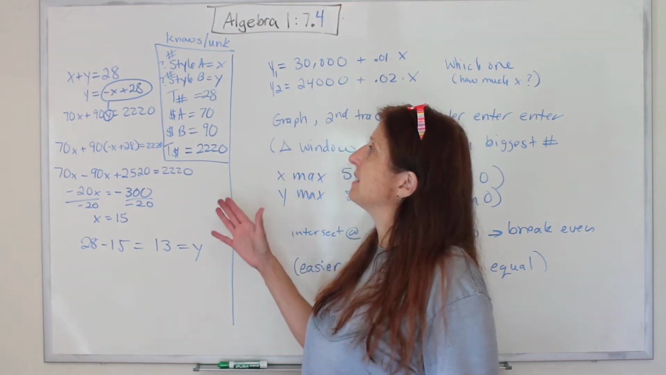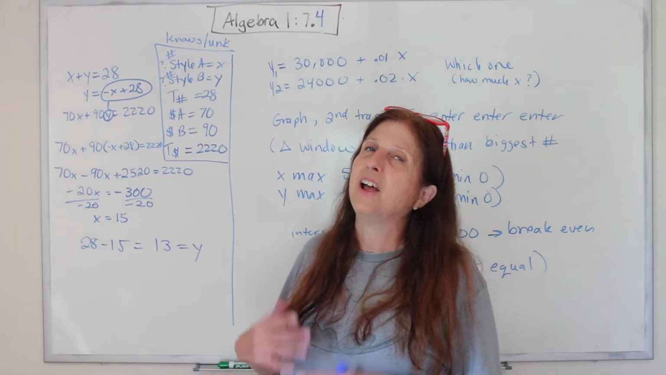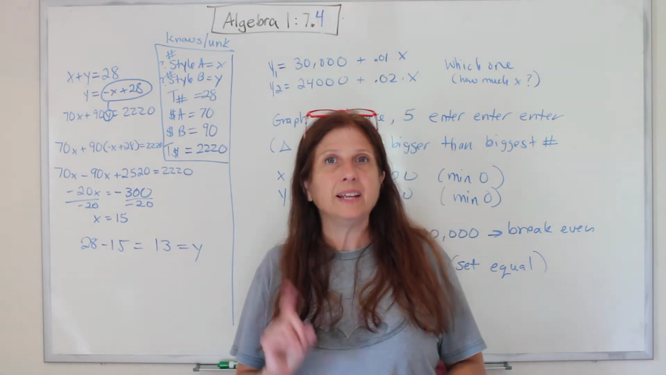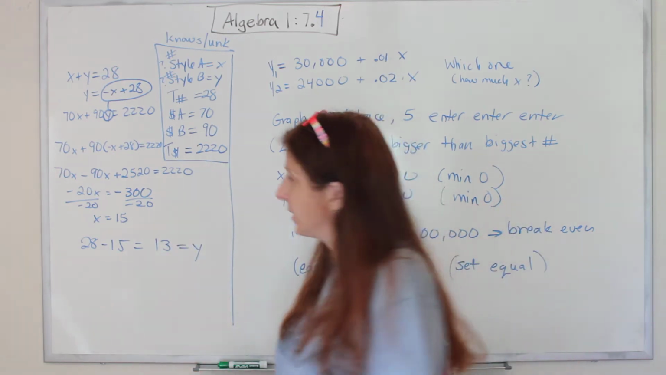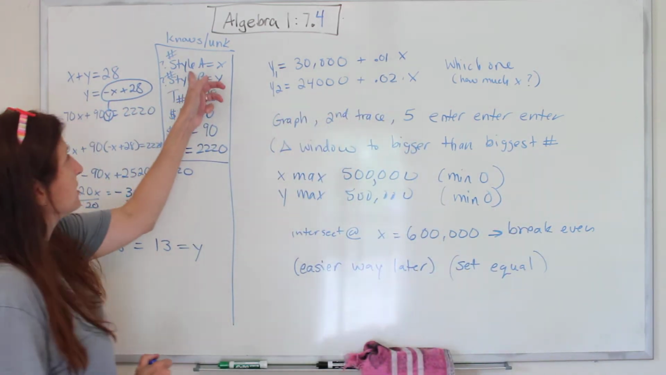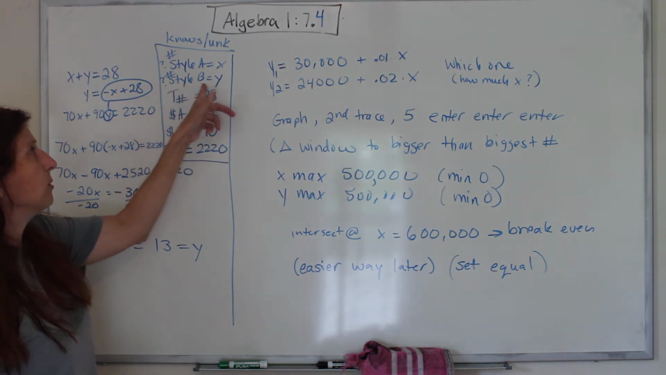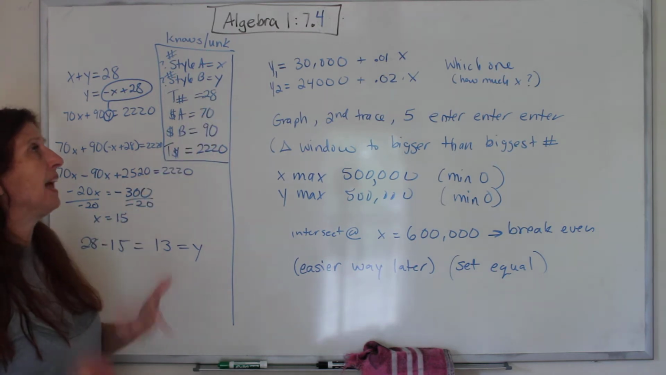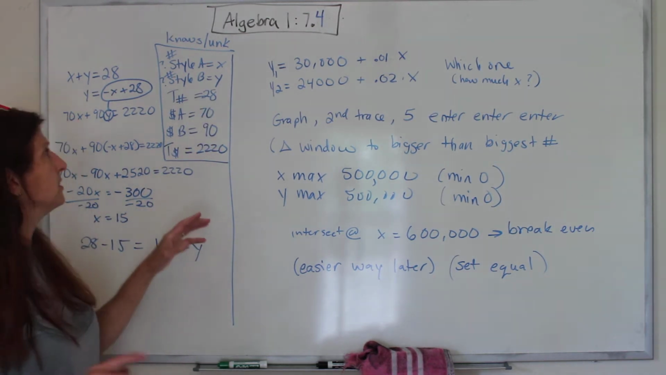It's a system of linear equations problem, but this time they don't know how many tennis shoes they sold. Oh no, let's help them, okay? So they sold a certain number of style A, which we'll call X, and a certain number of style B, which we'll call Y. They all together sold 28. They know that, but for some reason, they don't know how many they sold of each.